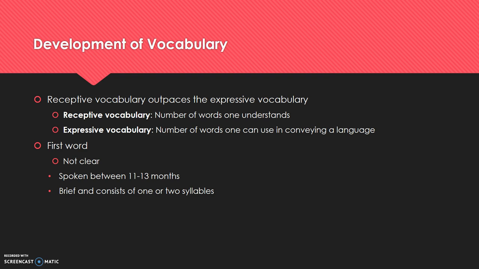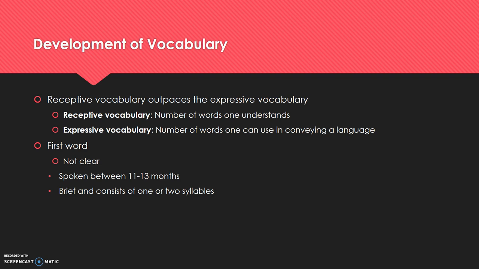Now, how does that vocabulary develop? All right, well, there are two kinds of vocabulary. We have what's called receptive vocabulary and expressive vocabulary. Receptive vocabulary is the number of words that we understand. So words I say to you that you understand. Receptive vocabulary generally outpaces expressive vocabulary. Expressive vocabulary is the words that we ourselves use to convey ideas and to communicate. So, at least early on, we understand a lot more words; we have a much larger receptive vocabulary than expressive vocabulary.